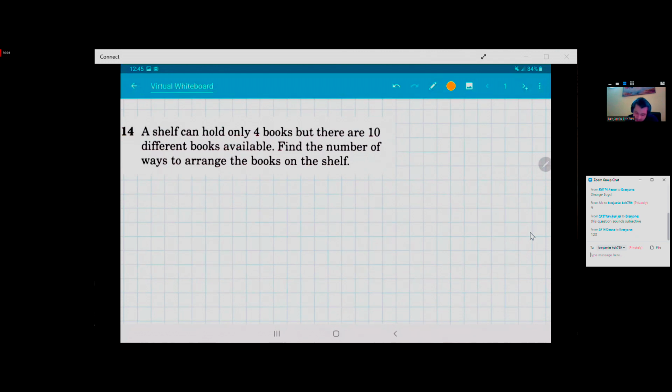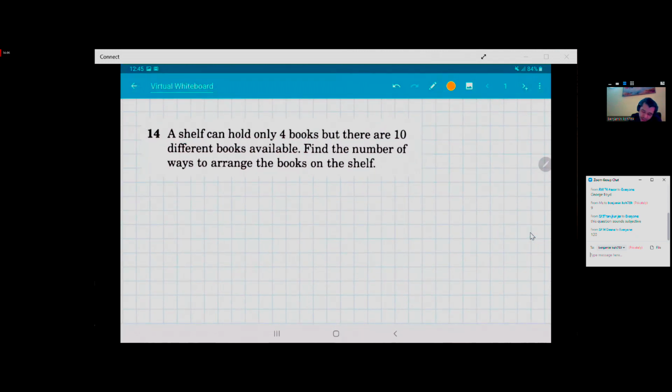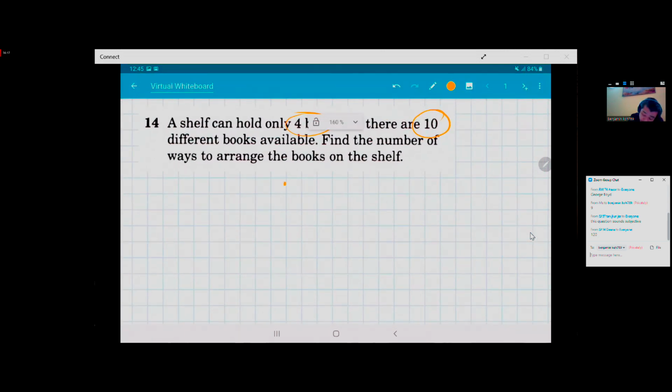Okay. So this is quite simple, right? A bookshelf, 4 books, but there are 10 books. Maksudnya walaupun terdapat 10 buah buku, kita cuma kena susun 4 sahaja. Ini bermaksud 10P4. Boleh kan? So 10P4 and then you get your answer. Are you clear? All right.